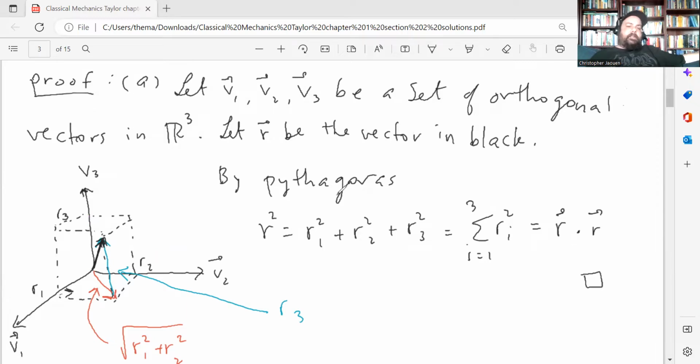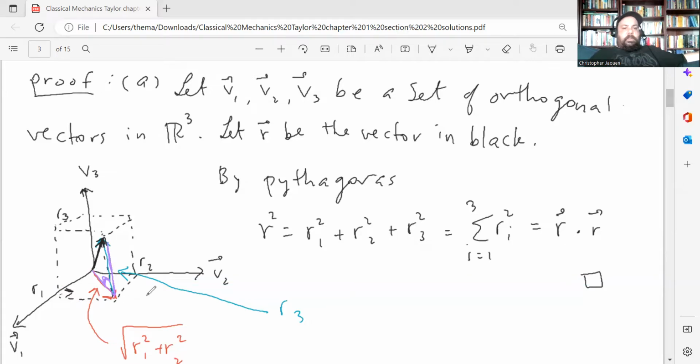Right, so the length of the red vector, just by Pythagoras, because we have this right triangle here, right? The red vector is the hypotenuse, so that has length the square root of r1 squared plus r2 squared, and the length of that blue vector is r3. It's whatever the length of r3 is. So if we look at this right triangle here, that one there, notice that r is the hypotenuse of that triangle.